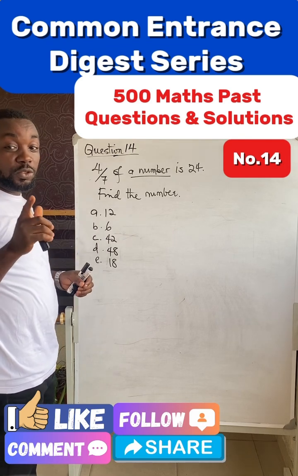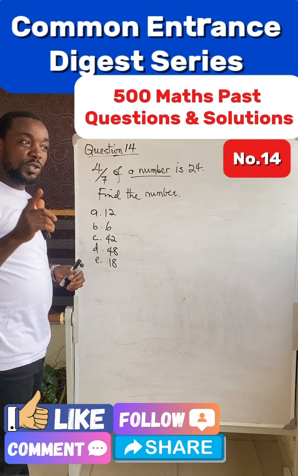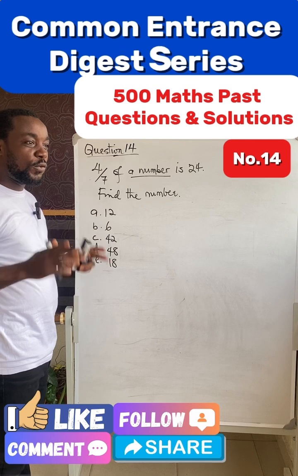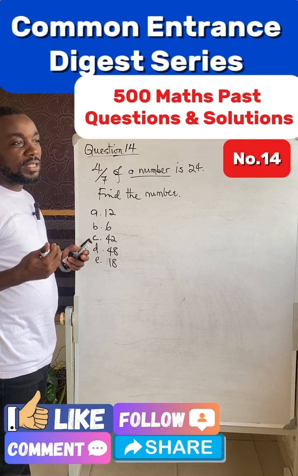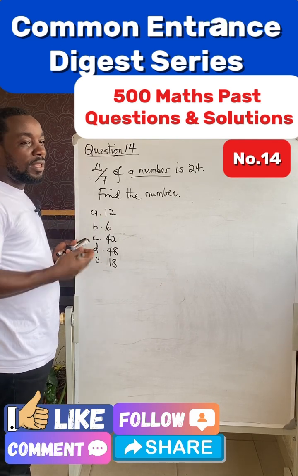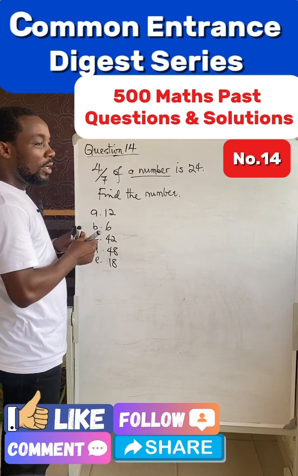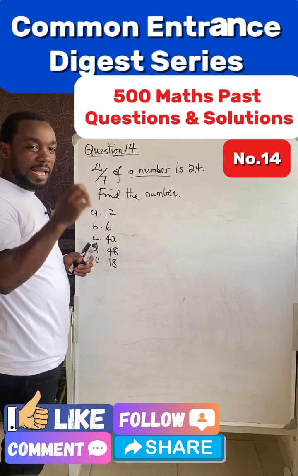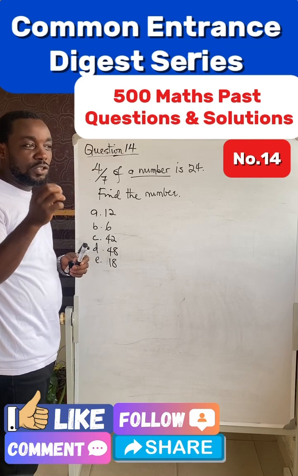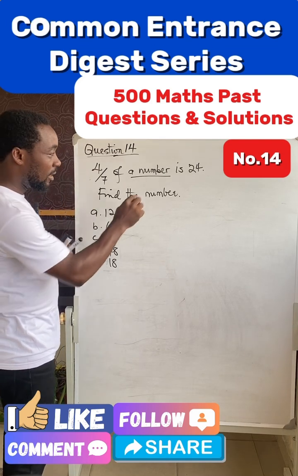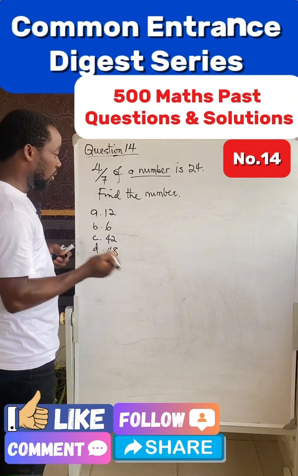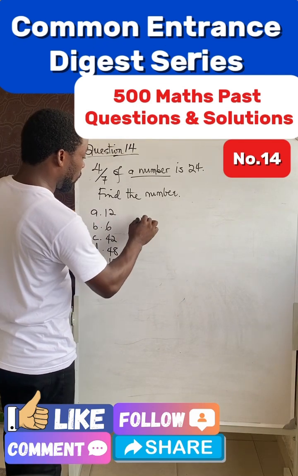But one thing I will not do here is use X, because we use X a lot and that tends to confuse children. We can use something that is relatable to the problem we are solving or the unknown we are looking for. Here, "of a number." So that number, we are not going to use X to represent the number. We are rather going to use N, the first letter of the word number. So we interpret the question.